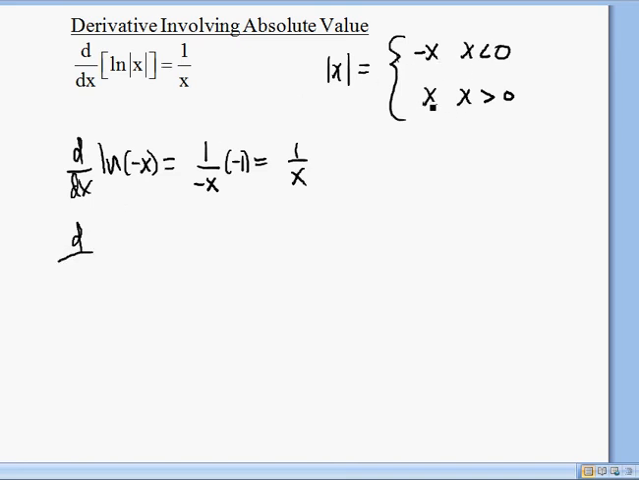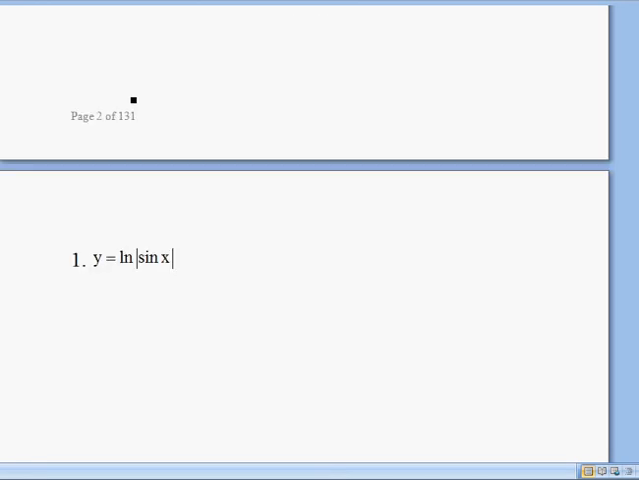Now the bottom half is when your values are positive, so we just have x. So the derivative of the natural log of x, well, we already know that, that's 1 over x. So regardless of whether your values are negative or positive according to the absolute value, in either case you get 1 over x. So the absolute value doesn't really change anything when you're taking derivatives of natural logs of absolute values. So let's look at two examples here.